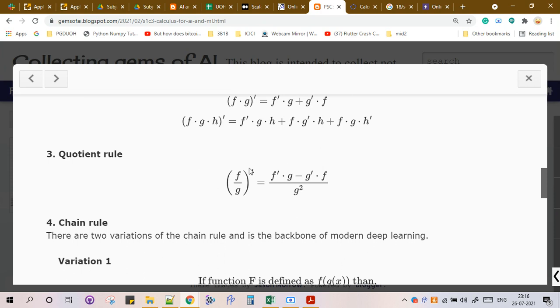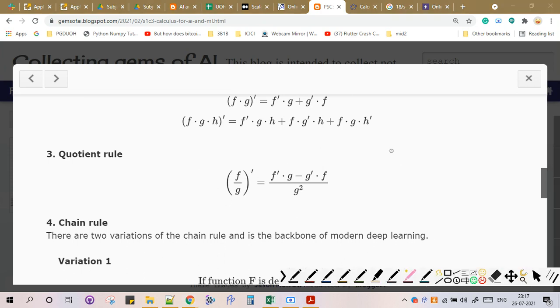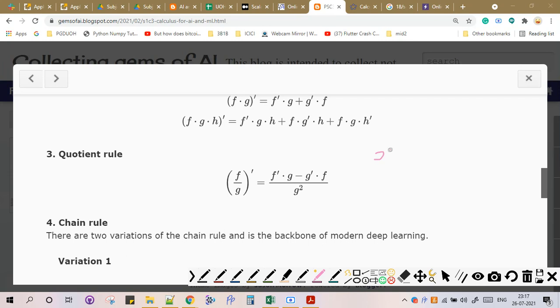The quotient rule is defined like this. If you have f by g, let's take one example so it is clear. Let's say we have x divided by sin x. Then how do you define the differentiation, right? The derivative d by dx of this. We need to take the square of the denominator as it is, so it is sin square x, and put the denominator as it is, sin x.